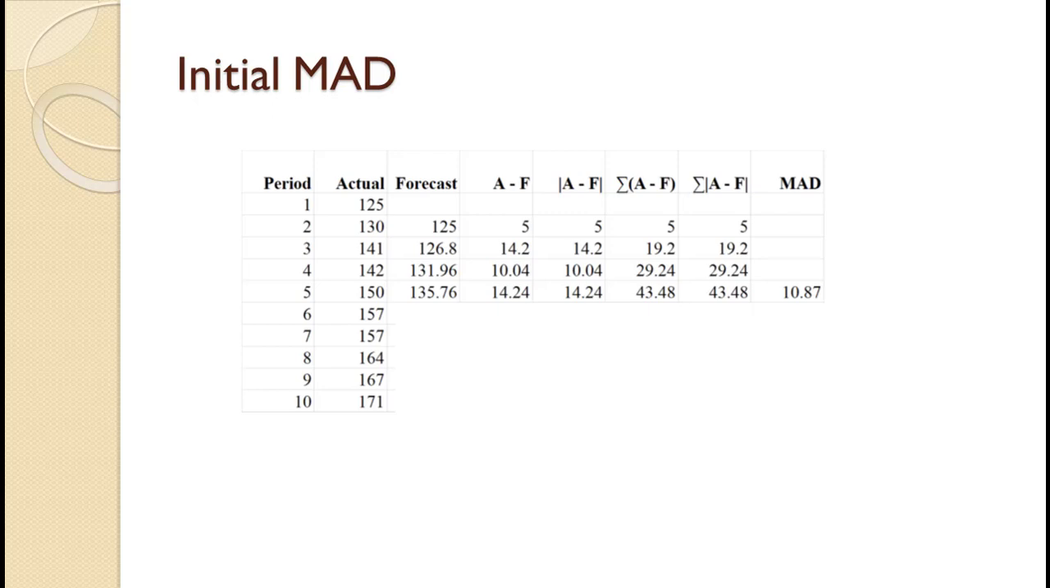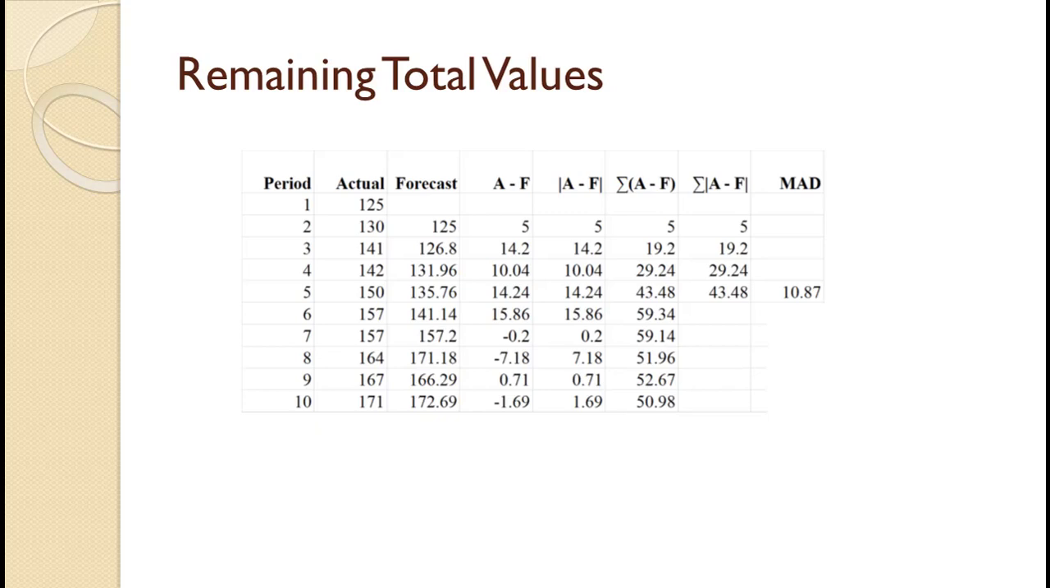We then compute the initial MAD as the cumulative sum of the absolute value A-F of 43.48 divided by 4. We use 4 and not 5 because there was no forecast value for period 1, and thus only 4 periods were used for the cumulative sum of the absolute value A-F. The next step is to compute the remaining totals. Notice that we no longer need the cumulative absolute value A-F values.